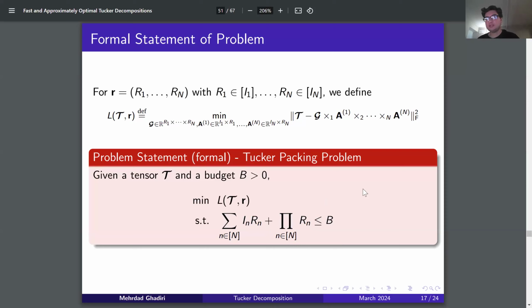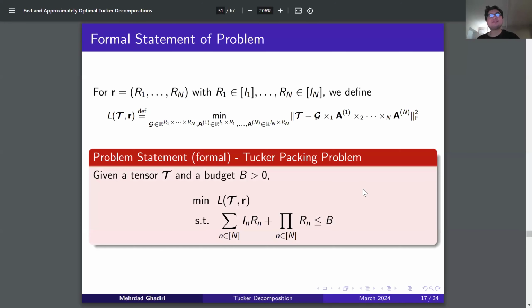Is the question clear? Yes, I just have one clarification question. So I_n is fixed here? Yes, that's right. I_n just comes from your original tensor. If your original tensor is 10 by 10 by 10, I_n would be 10 for all of them. Okay, I see that.